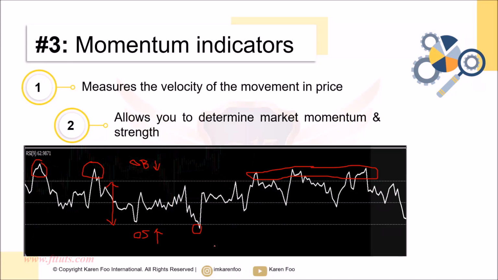Basically, you cannot use momentum indicators alone for you to generate buy and sell signals. You need to confirm it using other indicators, you need to confirm it with the market context. You need to confirm it with price action.